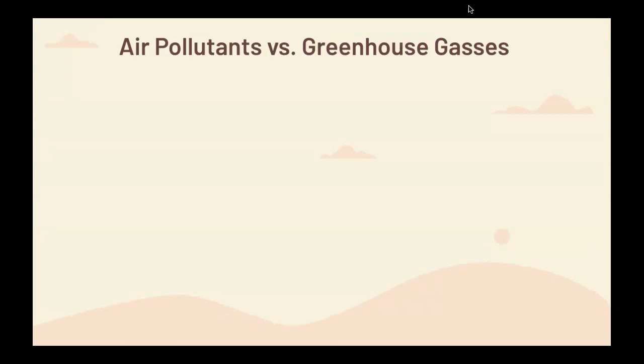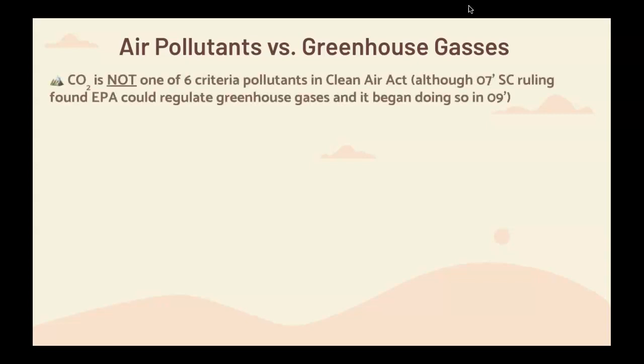So now we need to take a look at air pollutants versus greenhouse gases. So maybe you noticed that carbon dioxide was not listed as one of the 6 criteria air pollutants. It wasn't part of the original 6 from the Clean Air Act, although in 2007, the Supreme Court did rule that the EPA could regulate greenhouse gases. And so it began regulating greenhouse gases in 2009.